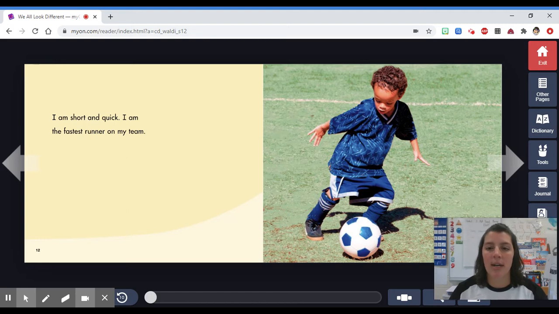I am short and quick. I am the fastest runner on my team.